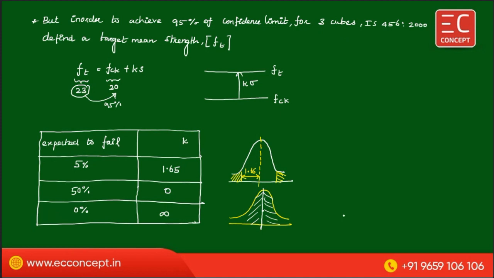What is the meaning? No failure. So that means this is the curve, and it will go asymptotically. Zero failure means it will go on. Therefore, this is the mean value, and K is always measured from the center. It will go up to infinity. We don't know where it is. K is equal to infinity. So this is about K. Now you understood what K is.